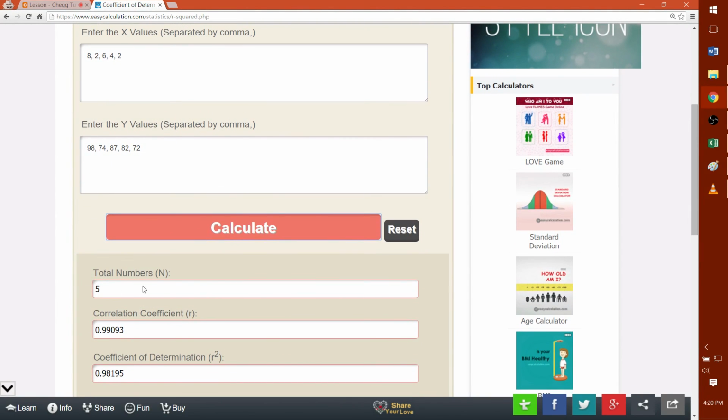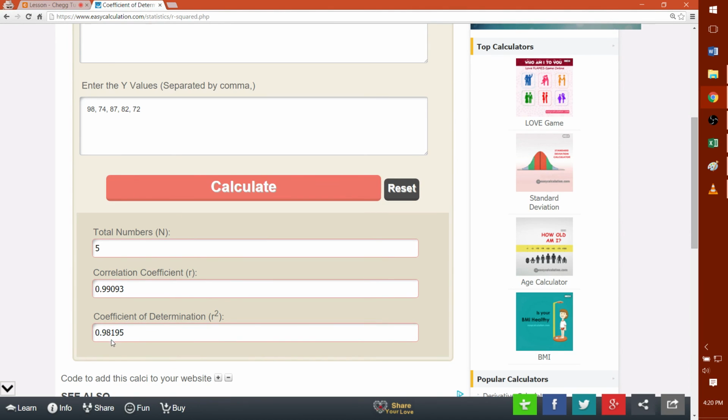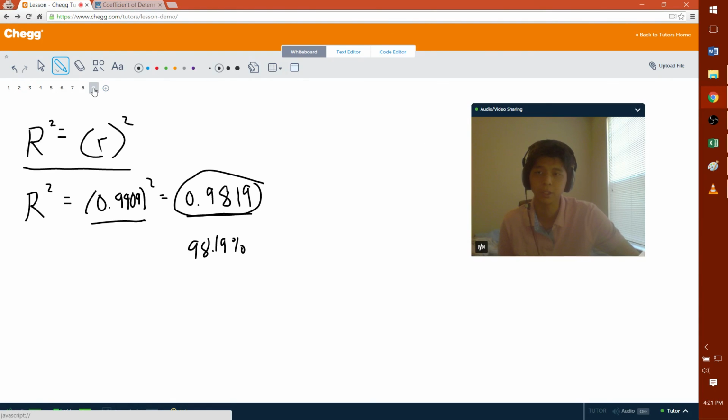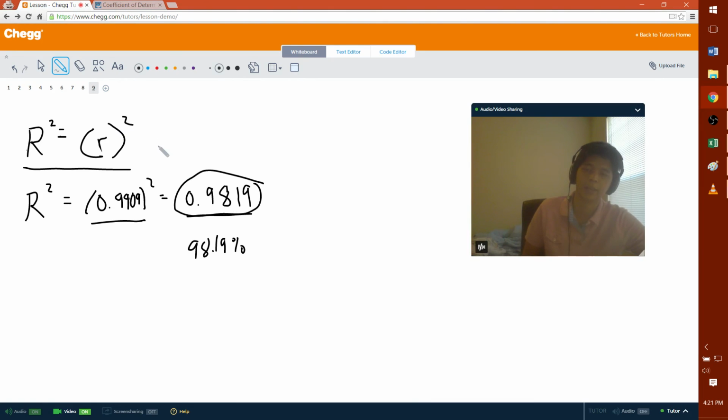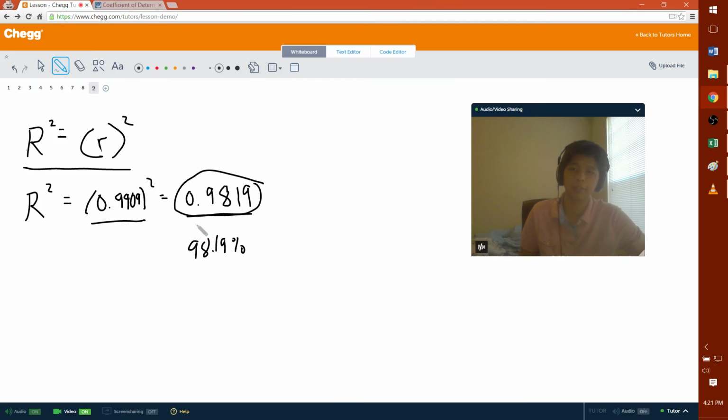And it does your n. Remember we said n is 5, so they agree with us. And it gives us your r, which is 0.99, and your r squared, which is 0.98195. So yeah, pretty close to what we got. Of course, when I calculated this by hand, I rounded along the way, which is why their answer of 0.98195 slightly deviates from ours, but it's pretty much the same. It's like, to 4 places after the decimal point, identical.